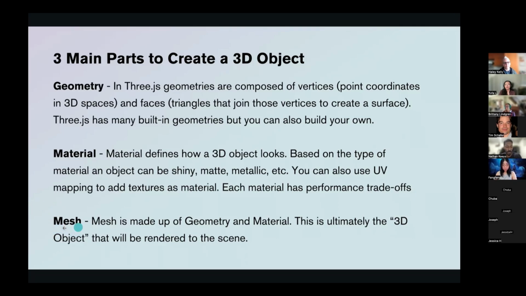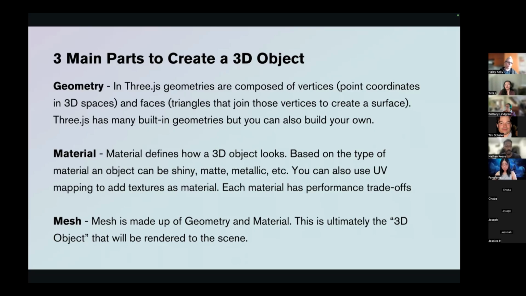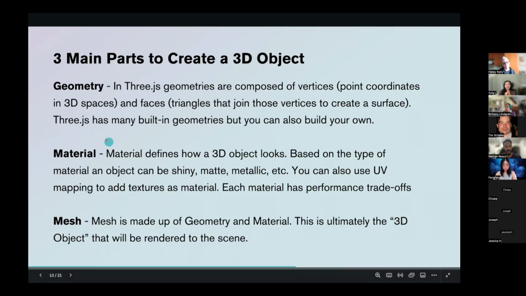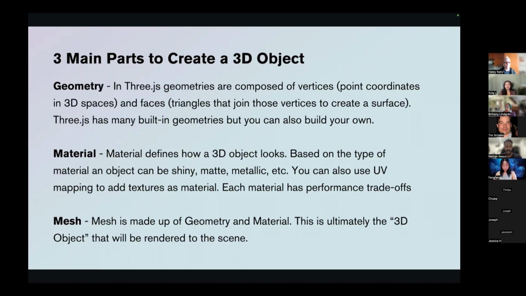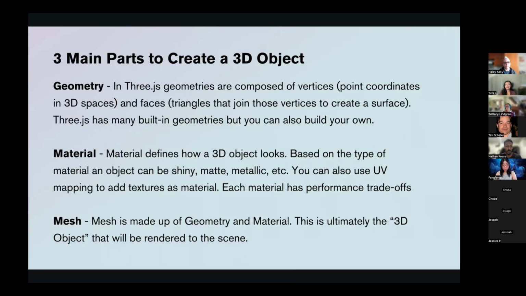And lastly, we have a mesh, which is just made up of geometry and materials together. And so the mesh, if you think about it, is pretty much just your 3D object, like the whole thing. So that's the thing that we're going to be rendering to the scene, and is also the thing that you can animate. You can animate geometry too, but that takes a little more effort and is a little more complex because you're modifying the vertices of the geometry. But with the mesh, Three.js makes it a lot easier to be able to modify that.